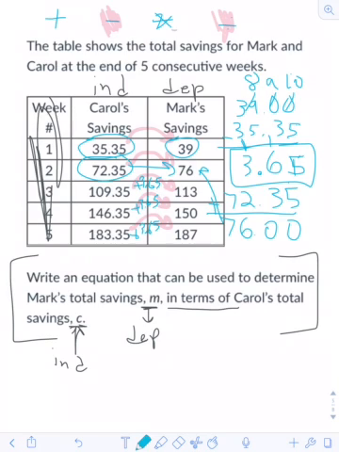Okay? So what that means is if I was given C, I would add 3.65 to it to get M. So our official equation is M equals C plus 3.65. There we go.